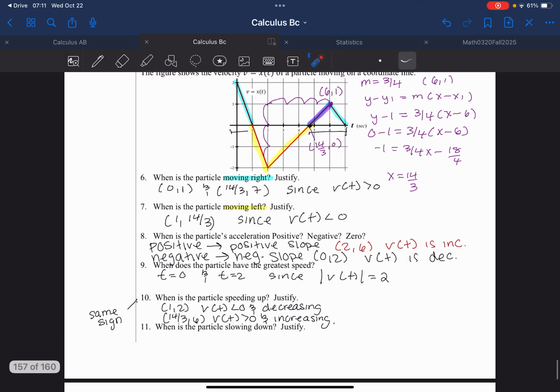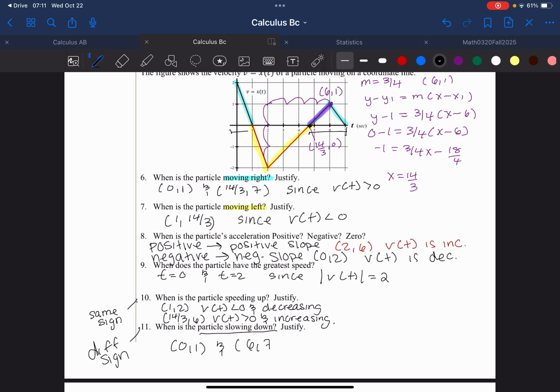And then the same thing for a different sign. Or in other words, when is the particle slowing down? This would be from 0 to 1 and 6 to 7, since v of t is greater than 0 and it's decreasing. And then also from 2 to 14/3 because v of t is less than 0 and the function is increasing.